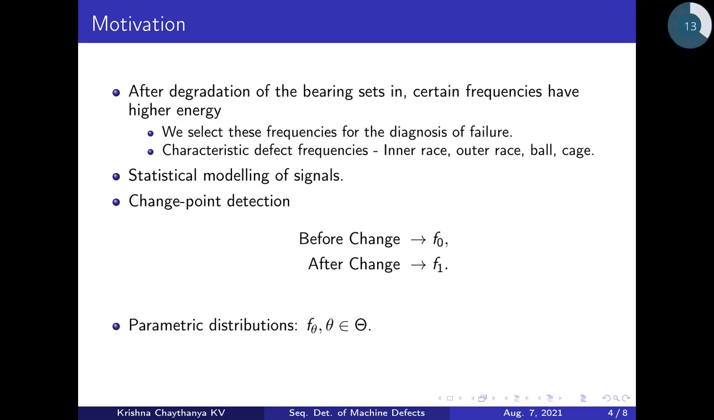In our study, we focus on parametric distributions. These are a family of distributions where each member of the family can be specified by a value of the parameter theta from some set capital Theta. We focus on the case of detecting a change point when the distribution of data changes from some distribution f theta naught, specified by a parameter theta naught, to some other distribution f theta 1, specified by parameter theta 1.